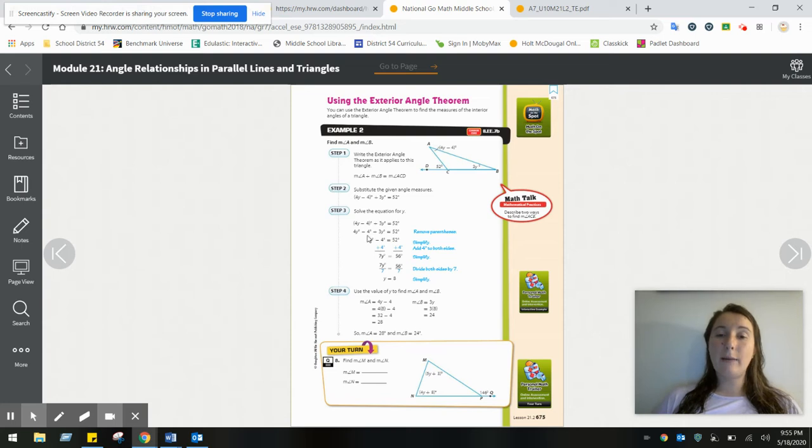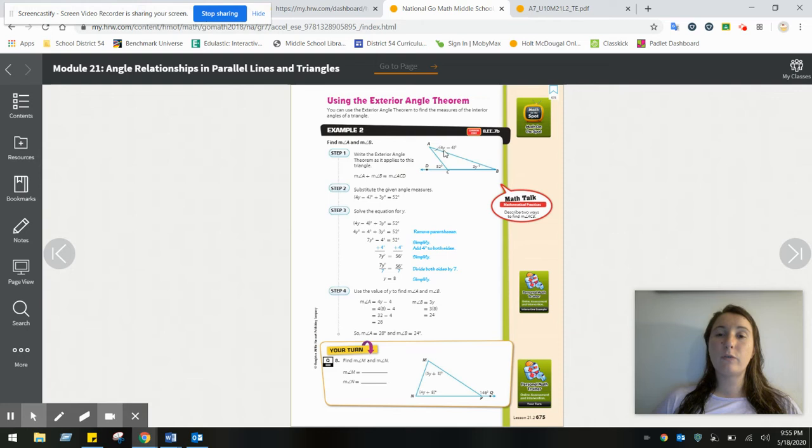To get the y by itself, I first need to take away the integers, so I'm going to add 4 to both sides. And I'm left with 7y equals 56. To get y by itself, I'll do the inverse operation of multiplying, which is dividing. So I'll divide both sides by 7 and get y equals 8. But I'm not done. All I did there was solve for the missing y.